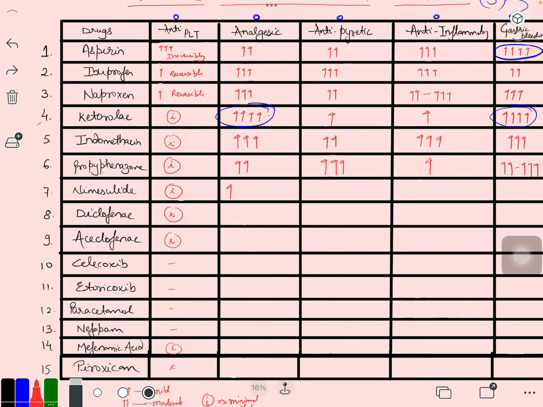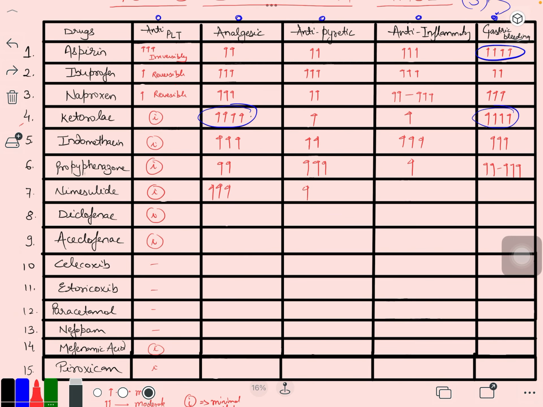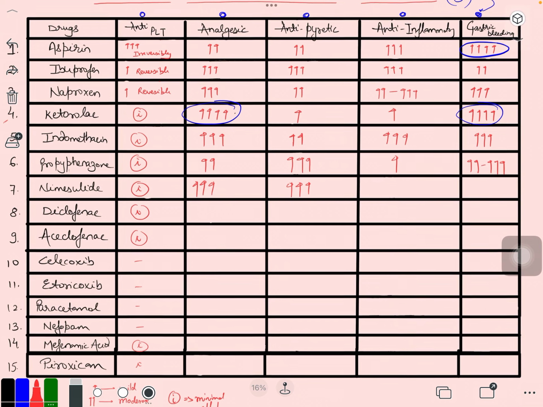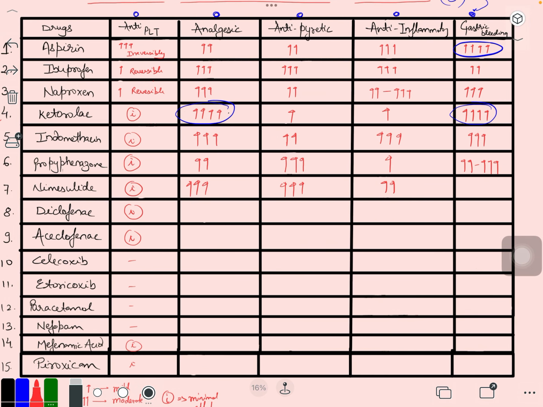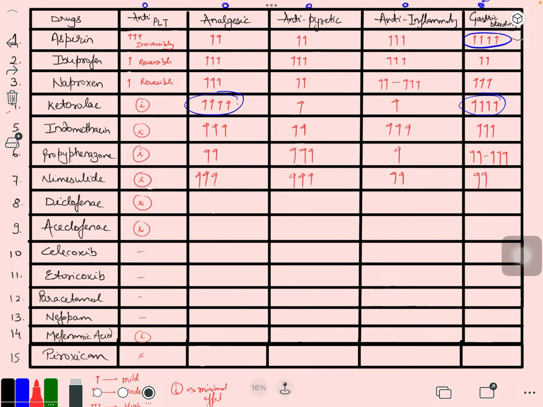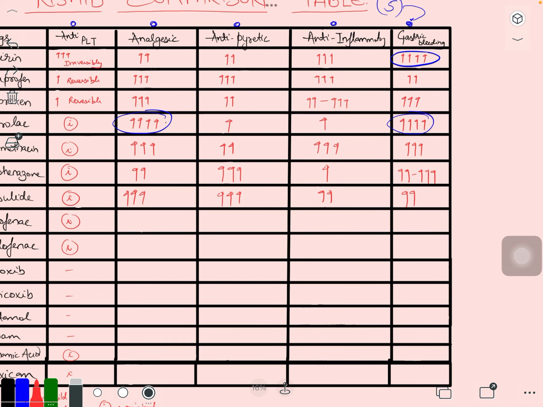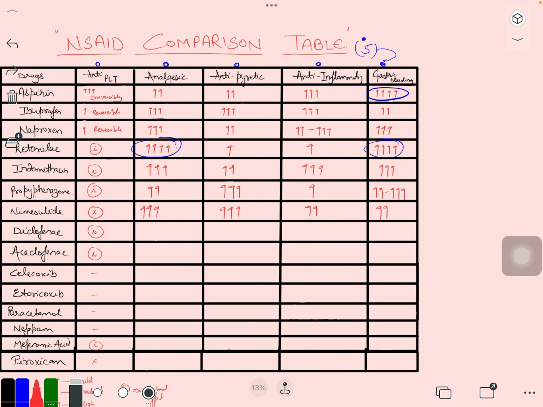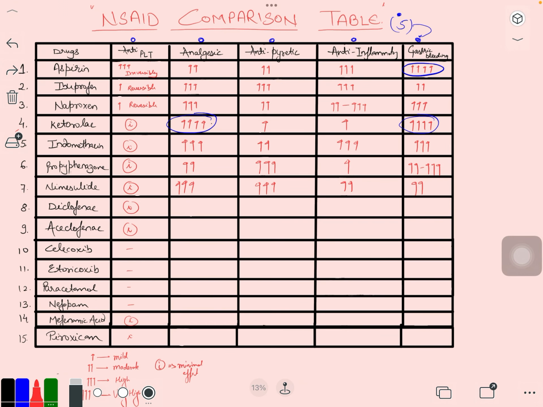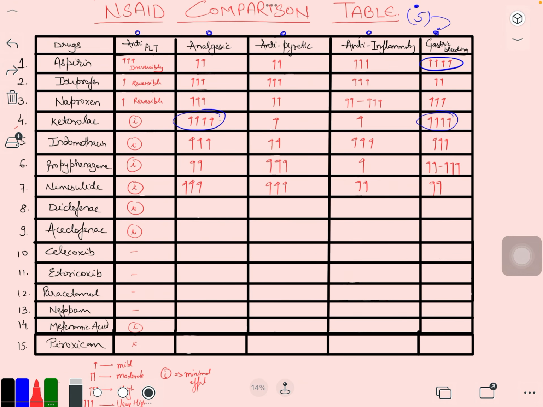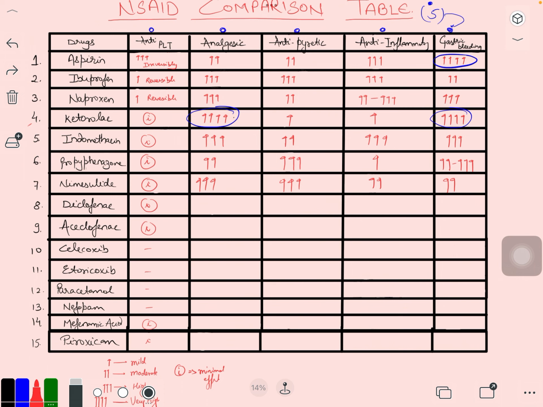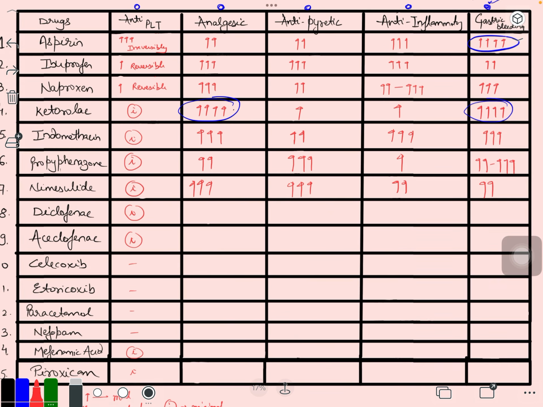So nimesulide has a high analgesic property, it has a high antipyretic property, it has moderate anti-inflammatory property, and it has a moderate level of gastric bleeding, right? So if it has moderate gastric bleeding, why was it removed from the market? It has some other side effects which are much more disastrous. We will talk about that when we talk about nimesulide in much more detail.